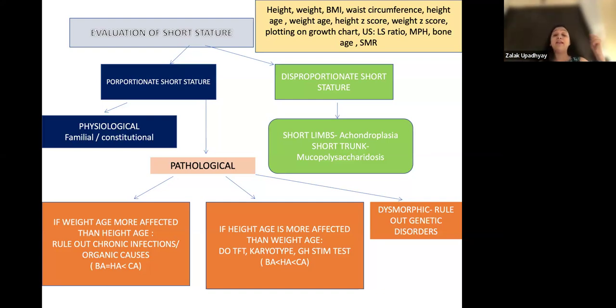Pathological, when weight age is more affected, think about chronic systemic illness, think about nutritional cause. If height age is more affected, then you have to think of endocrine cause. Thyroid, growth hormone stim test, do a karyotype if a girl and you're not able to find out the cause, or you have phenotypical features favoring Turner's syndrome, and any dysmorphism, you have to rule out other genetic disorders, Down's, Turner's, dysmorphism.